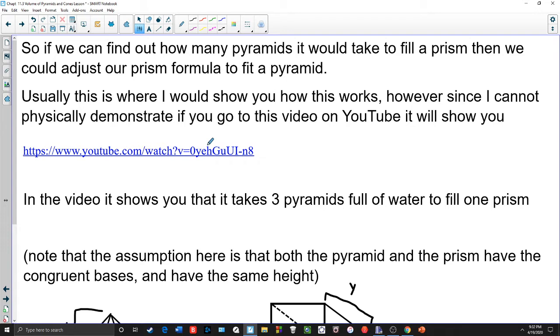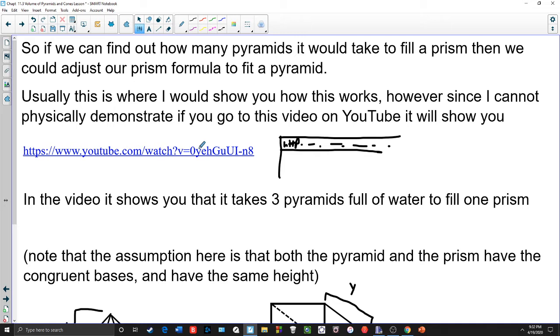Now, usually I could show you this, but because of the situation we're in, there is a video on YouTube. If you go to this link here, which you can type into the URL, that little top bar there, that will bring you to the video. Or if you just go to YouTube and Google how many pyramids in a prism, it will pop up. That will take you to the video, and it will show you exactly how many pyramids it takes to fill up a prism.